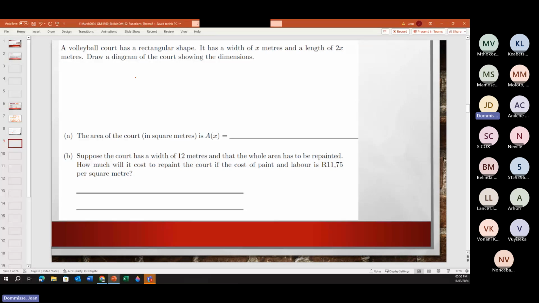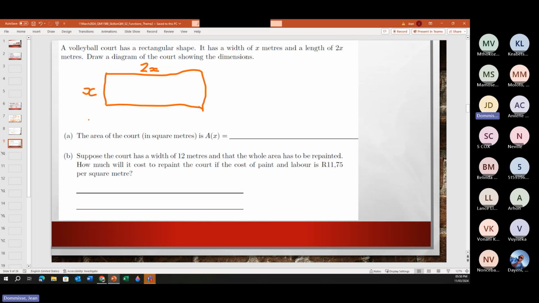A volleyball court has a rectangular shape. It has a width of x meters and a length of 2x. Draw a diagram of a court showing the dimensions. Again, they will not do that in the exam. The reason why they want us to draw the diagram is so that you can see what the formula will be.